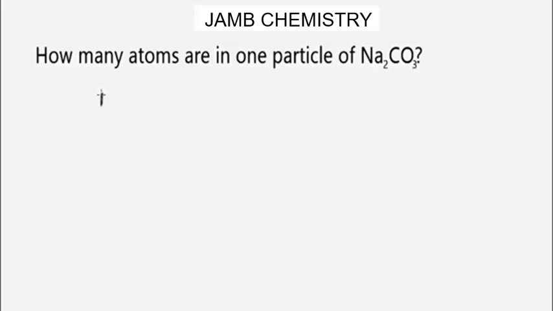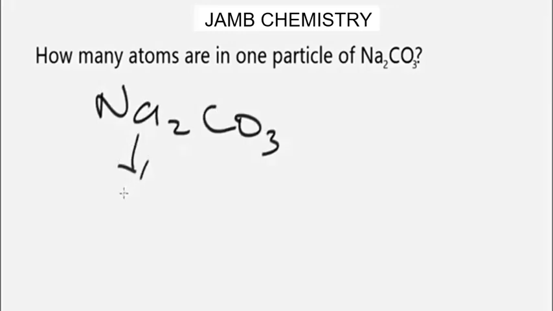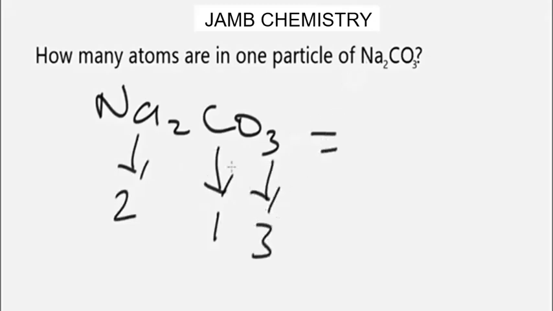So the compound we have is sodium carbonate. Here we have two atoms of sodium, one atom of carbon, and three atoms of oxygen. When we add these atoms together, that's 2 plus 1 plus 3, which gives us 6. So you can see that we have 6 atoms in one particle of sodium carbonate. It's as simple as that.